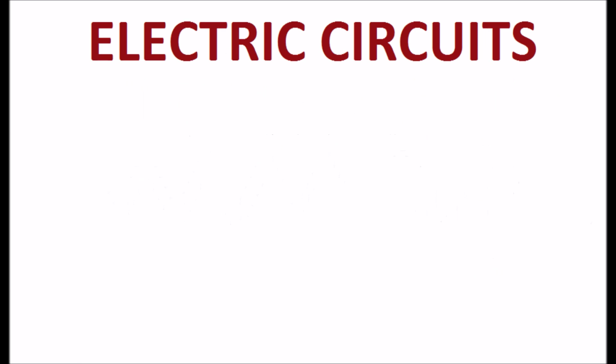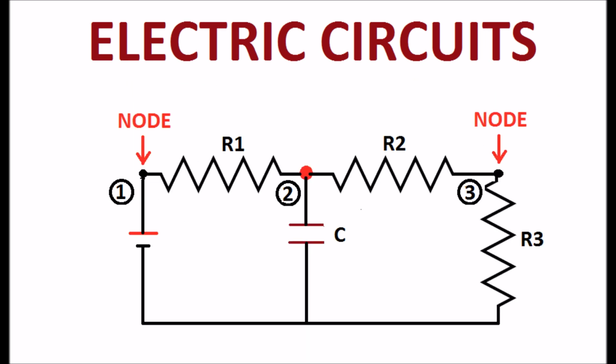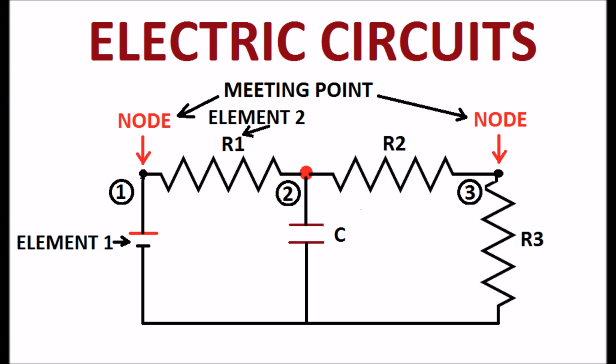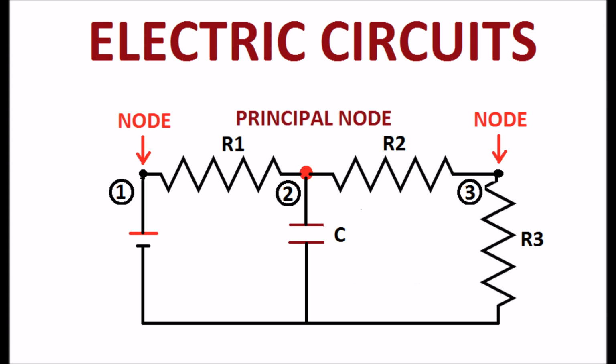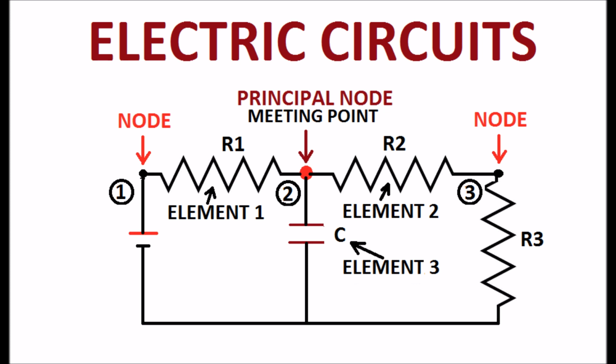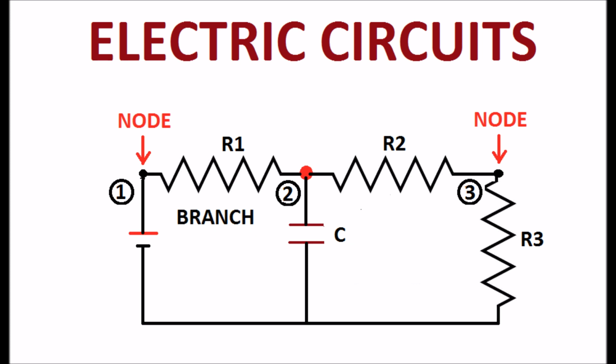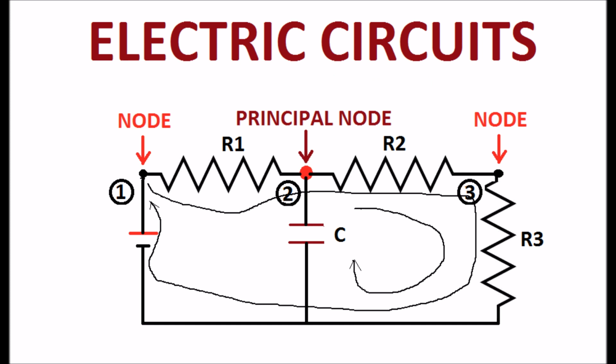In electric circuits, node means meeting point of two or more elements. Principal node means meeting point of more than two elements. Branch, the path between any two nodes. Closed path, a path that starts at a node, travels through some part of the circuit and arrives at the same node without crossing a node more than once.